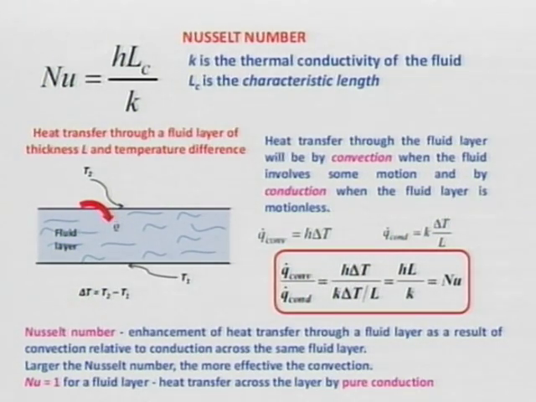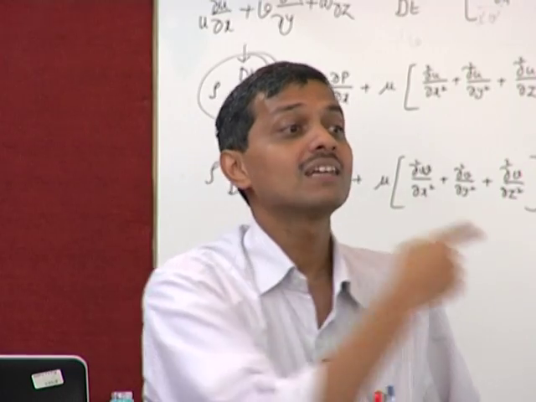Even Cengel writes this as hL by k, but I guess he knows that we have understood that it is boundary layer thickness. That is what he is assuming. This has been taken from Cengel only, but we need to emphasize that this L is not the characteristic length, it is delta. Then only this Nusselt number equal to 1 has a meaning. Nu equal to 1 means conduction equal to convection, that is conduction within the boundary layer.